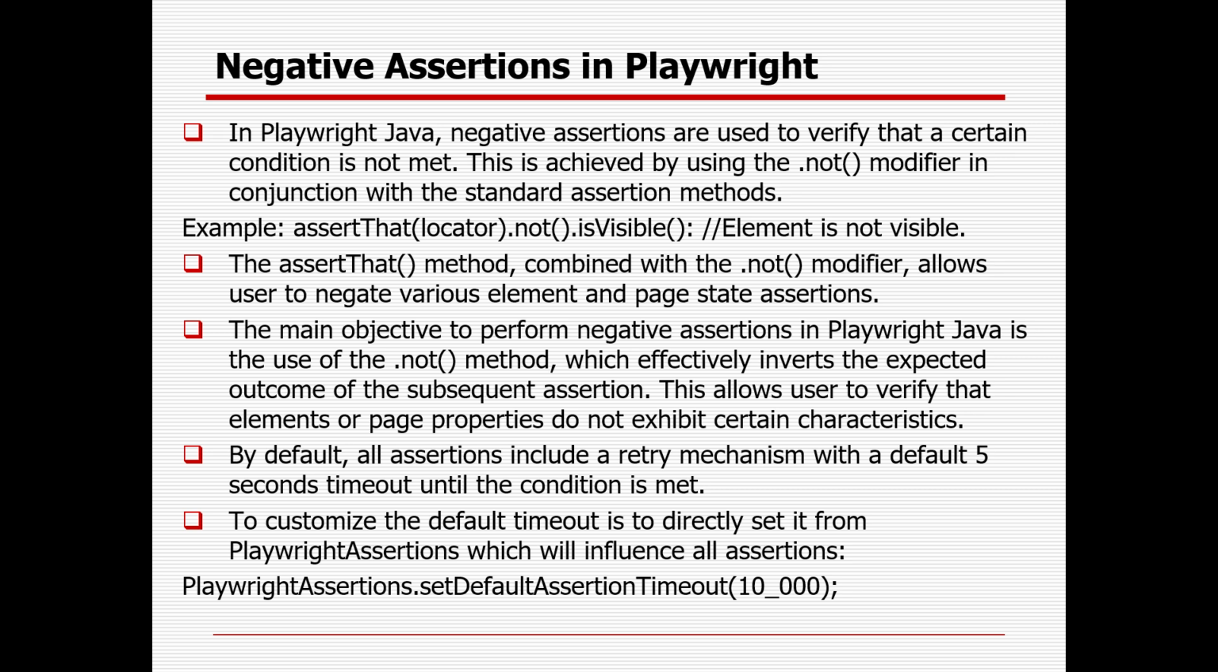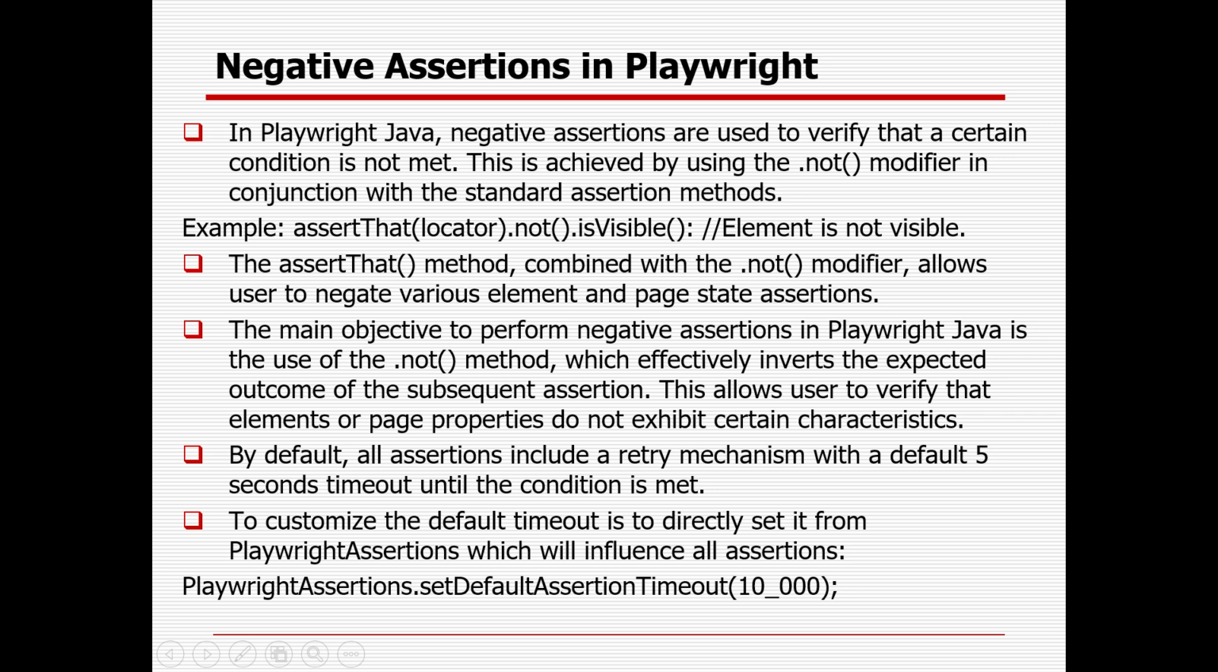So in Playwright Java, negative assertions are used to verify that a certain condition is not met. This can be achieved by using the dot not modifier in conjunction with the standard assertion method. Example, I have tried to give one example. We need to call the assertThat method. We can give some locator in case we are validating at the locator level, dot not, and then dot method name.